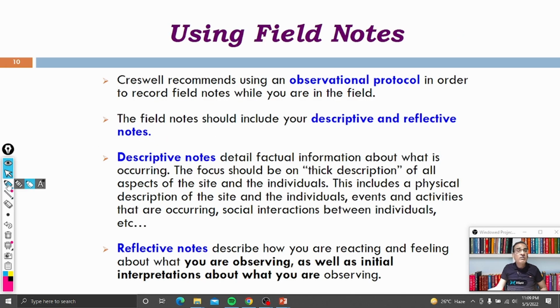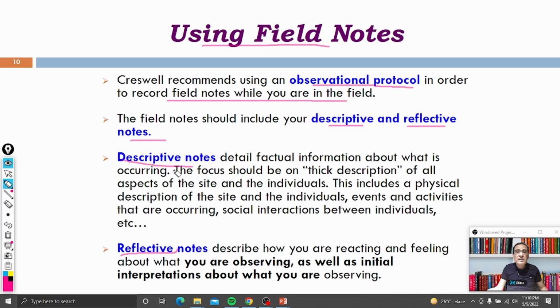Next, I would like to share using field notes. Creswell recommends using an observation protocol in order to record field notes while you are in the field. Field notes should include descriptive and reflective notes. So there are two types of notes: one is descriptive and the other is reflective. Now I will discuss these two types one by one.